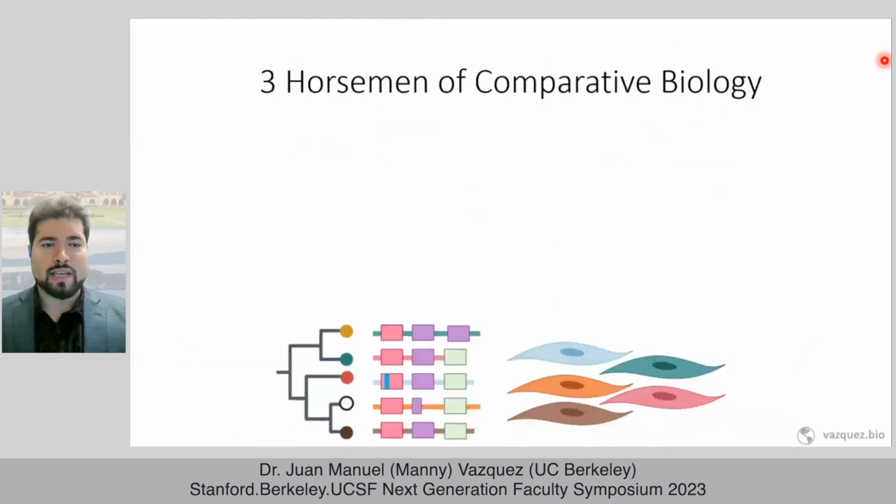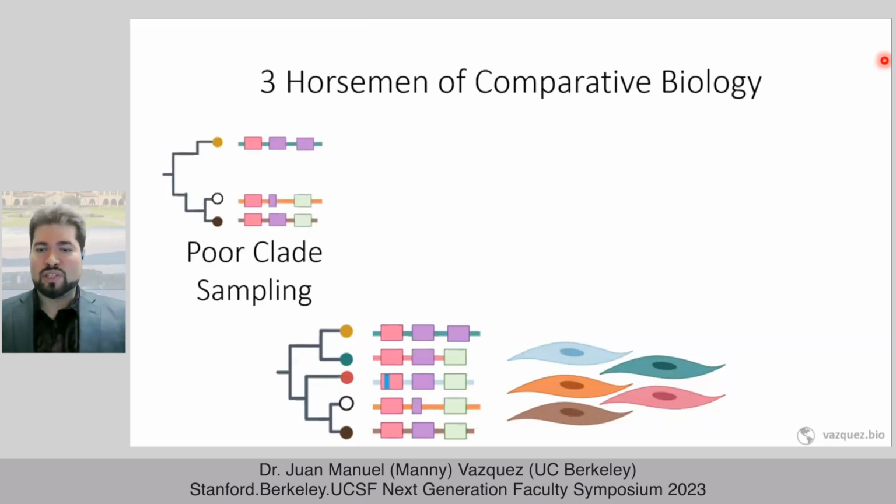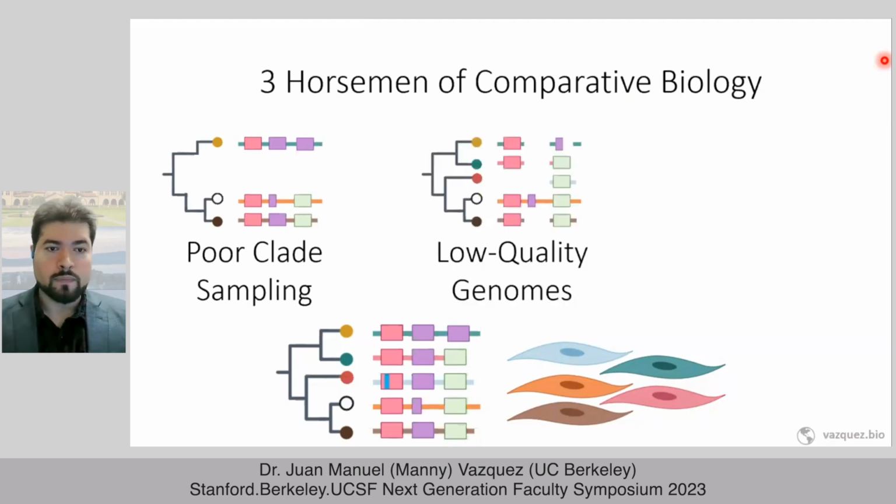But it was also around this time when I became intimately familiar with the three horsemen of comparative biology. The first of these horsemen is the poor phylogenetic resolution that you sometimes see. And this is a problem because the more separation between your species of interest and its most recent common ancestor, the less resolution you're going to have for detecting aging-associated genetic changes or the changes associated with your favorite traits.